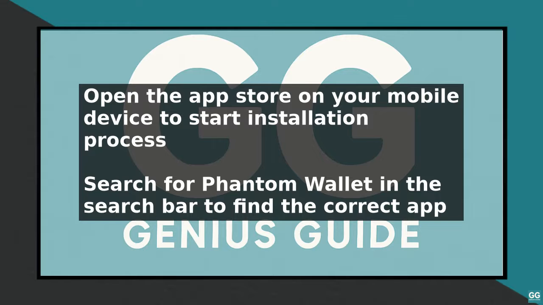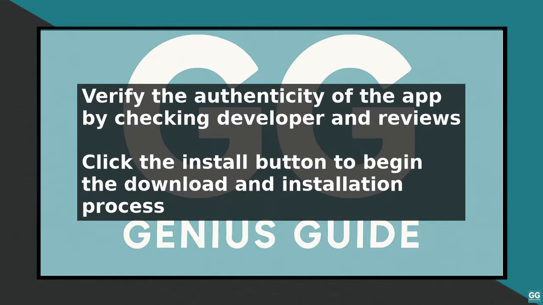Make sure to verify the authenticity of the app by checking the developer's name in the app's reviews. Once you have located the correct app, click the Install button to begin the download and installation process. Depending on your device's internet connection speed, this process should only take a few seconds. After the installation is complete, locate the Phantom Wallet app on your device and open it.